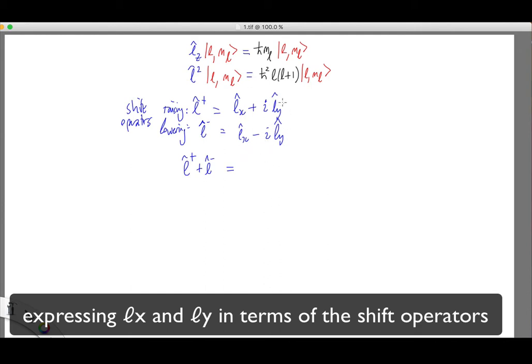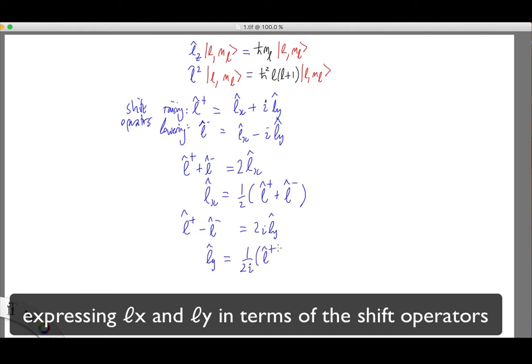The Ly terms cancel out when we add those two equations together, so we get 2Lx, and hence we can deduce that Lx is a half of the sum of the two shift operators. Similarly, if we take the difference between the two shift operators, we just subtract these two equations, then this time the Lx terms cancel out and I'm left with 2i Ly. So I can then deduce that Ly is given by 1 over 2i times (L+ minus L-). So it's possible to go back and forward between the two shift operators L+ and L- and the x and y operators using this system of equations.